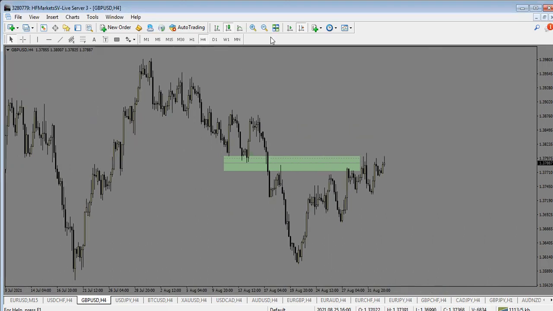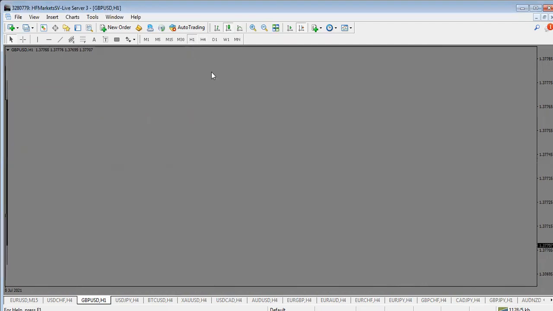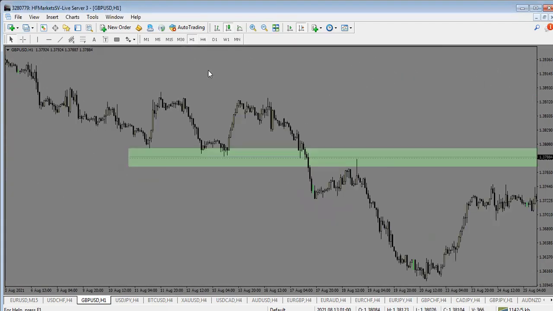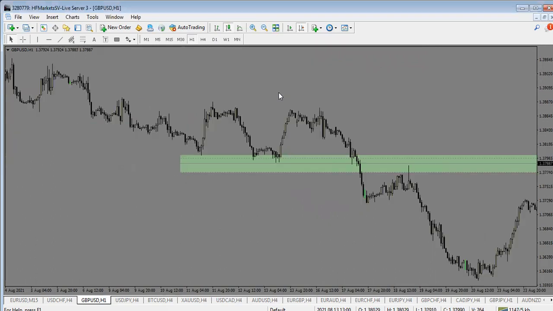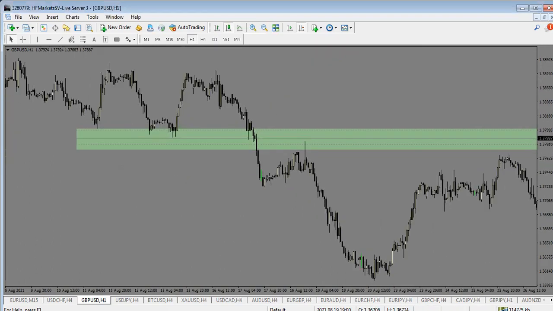I'm looking for it. I think I saw it in GBP USD. I remember I saw it in GBP USD. I'm not seeing it, but I'm not going to stop. Let me just draw and show you how it really is, okay?